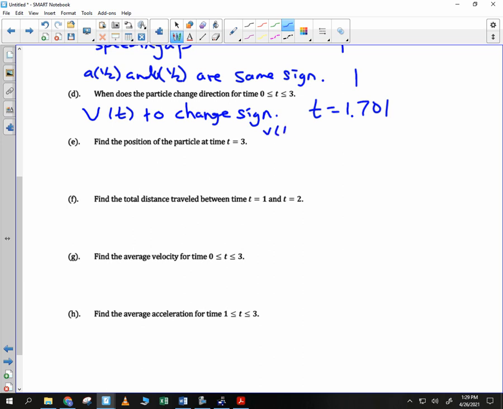V of t changes negative to positive. Okay, so that's worth 1 point if you came up with the 1.701.